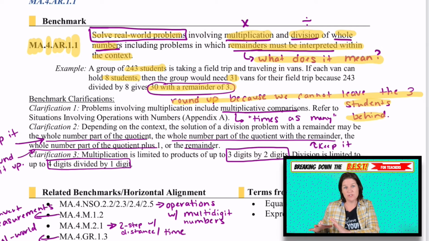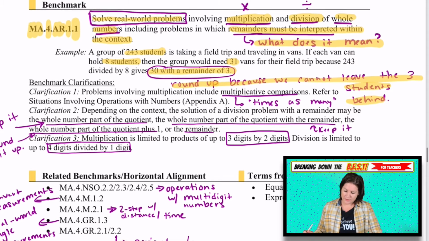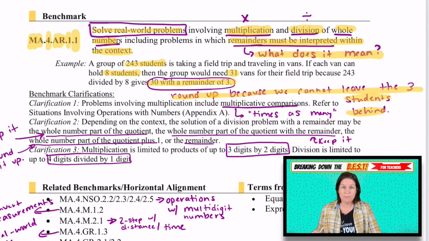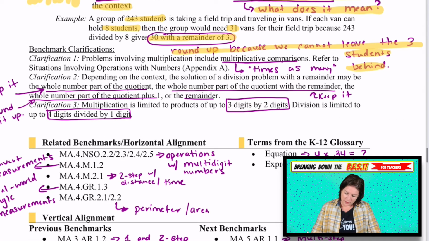So that involves division, but there is multiplication involved in this standard too. Oh, by the way, this document that I'm marking up all over is provided by the Florida Department of Education. I did not make this. I'm just showing you what I do and how I process through the standards in order to create Taking on the B.E.S.T, which I'll show you the resources that align to the standard in just a moment.